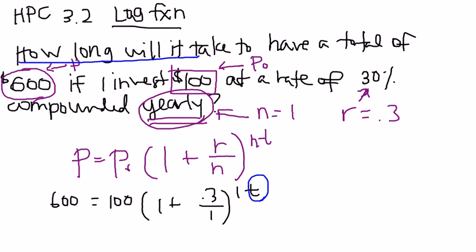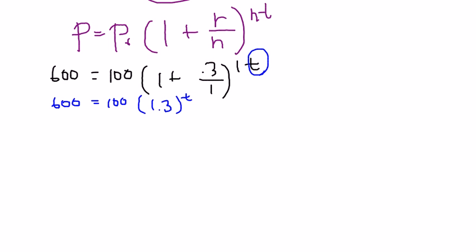So let's just do some algebra. I'm going to simplify what's inside the parentheses. So really this is 600 is equal to 100 times 1.3 to the t. Divide by 100 on both sides. So we get 6 is equal to 1.3 to the t.